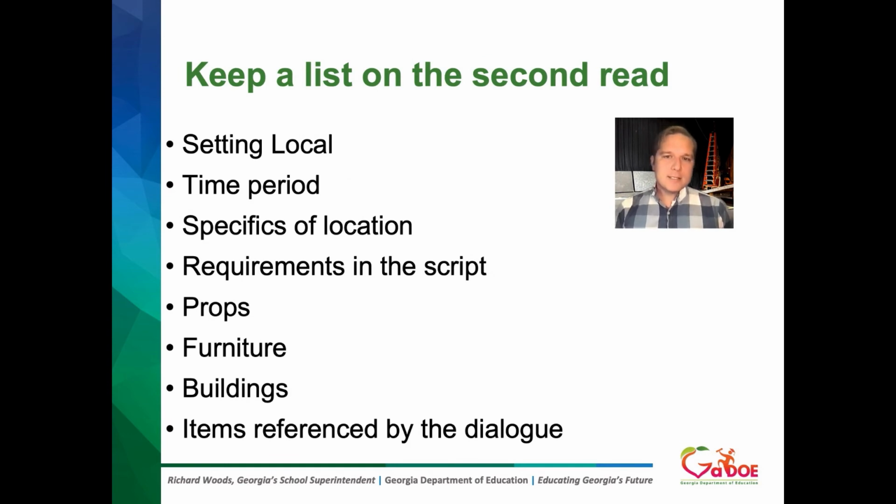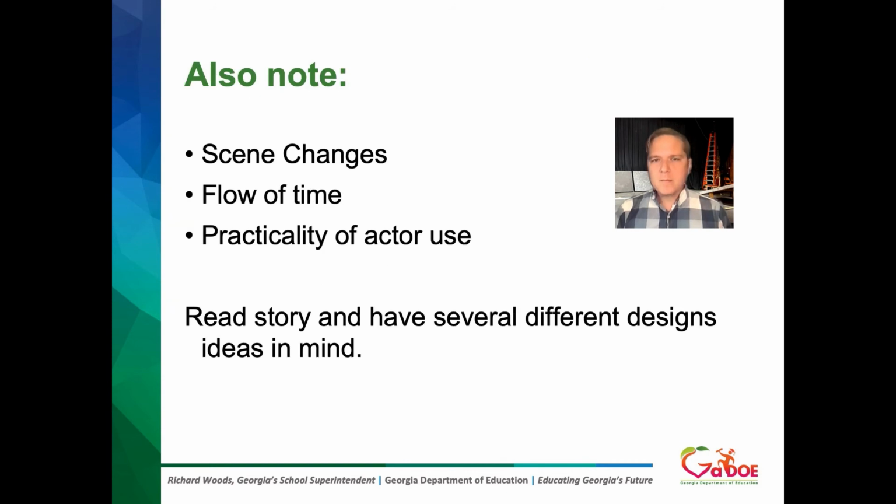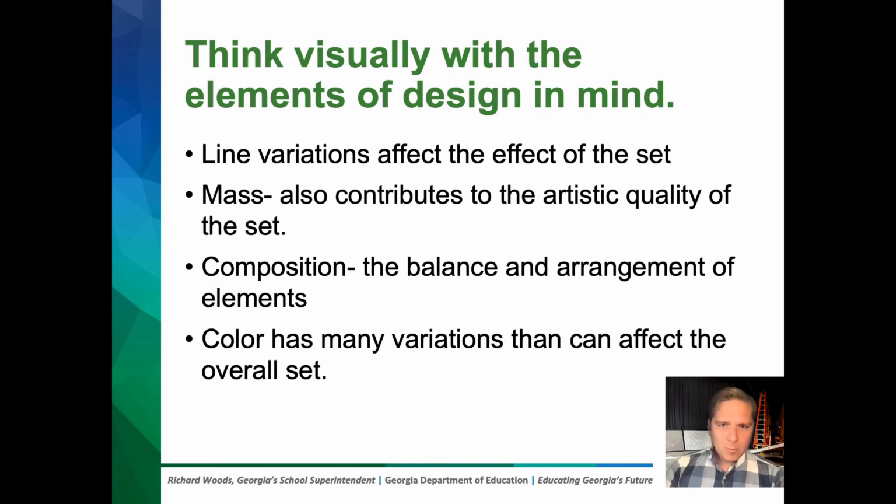The list that's suggested here for scenic design is setting locale, time and period, specifics of location, requirements in the script, props, furniture, buildings, and items referenced by the dialogue. Also, you might want to note scene changes, the flow of time, practicality for actor use, and you want to read the story and have several different designs in mind. You want to think visually with the elements in mind for scenic design.